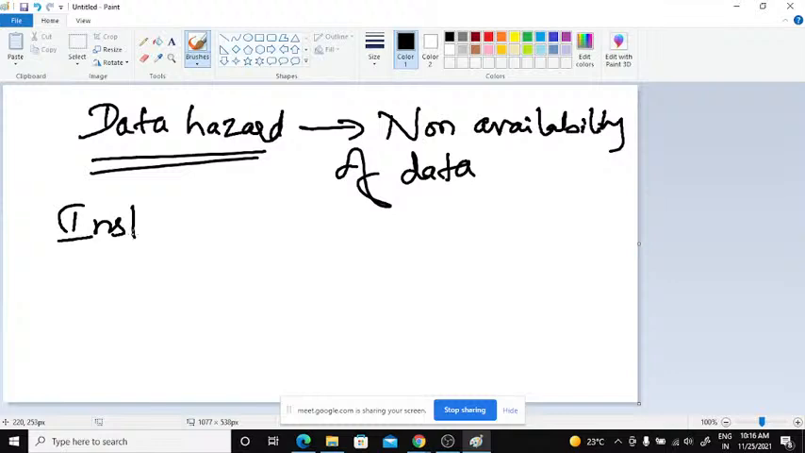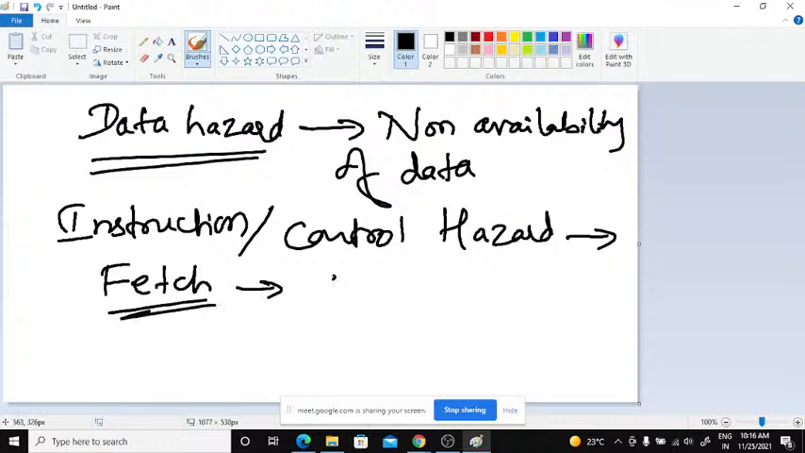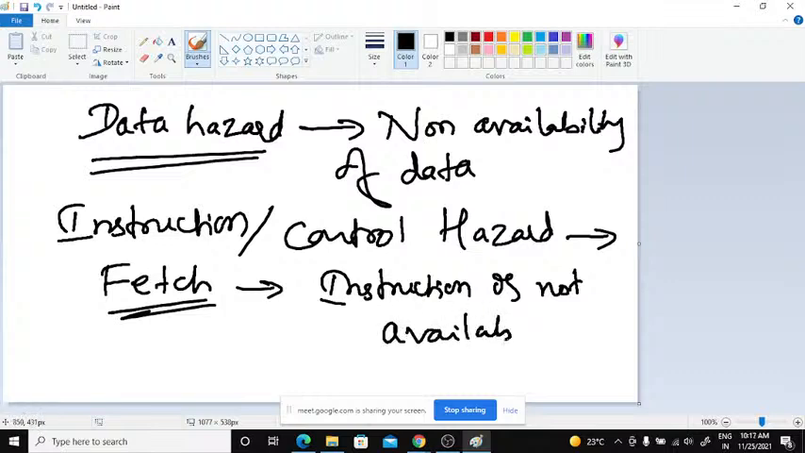Then instruction hazard, or which one? Control hazard. Okay, so this control or instruction hazard, if while fetching the instruction, the instruction is not available, then this particular hazard will occur.